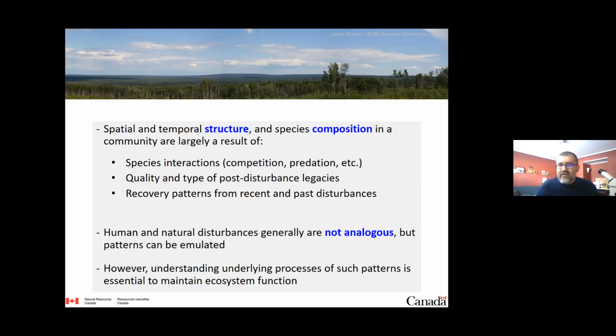So one of the main drawbacks here is that, of course, human and natural disturbances are not analogous. So there are many gaps that we cannot fill with this type of information, but at least by emulating these patterns of natural disturbances, we are retaining some of those legacies that will carry some of that ecological memory into the landscape, which we expect will be determinant for aiding the recovery process of the forest, right? However, the most important thing is understanding the underlying process of those patterns, right? And that's probably one of the main questions that remain unanswered.